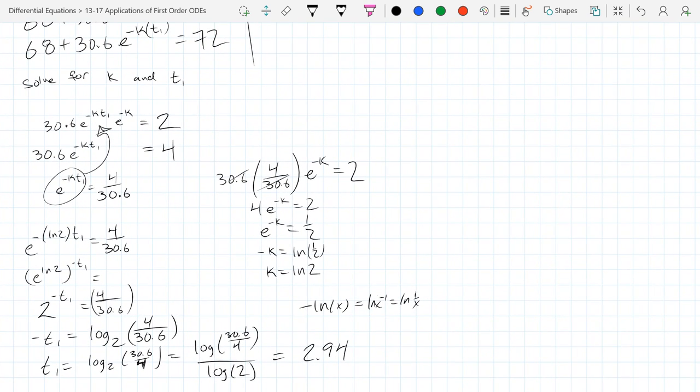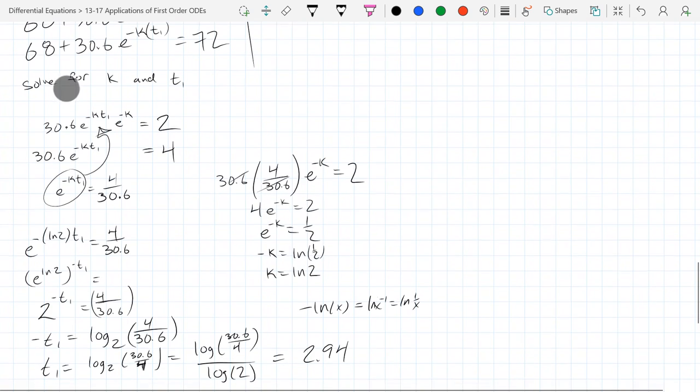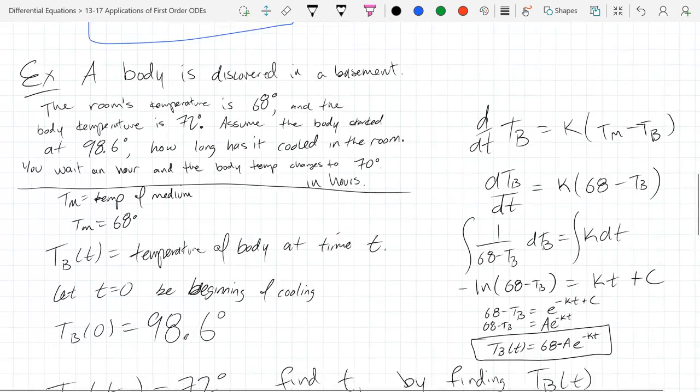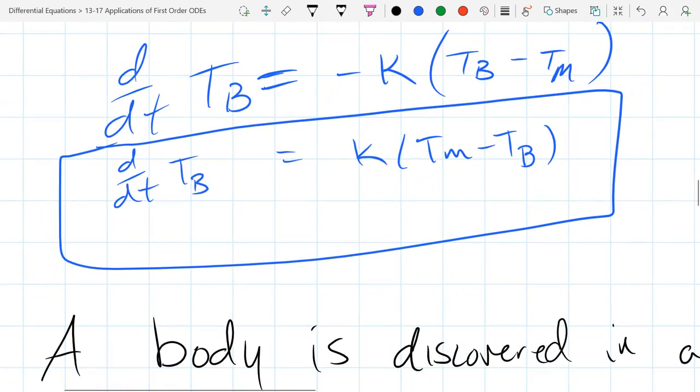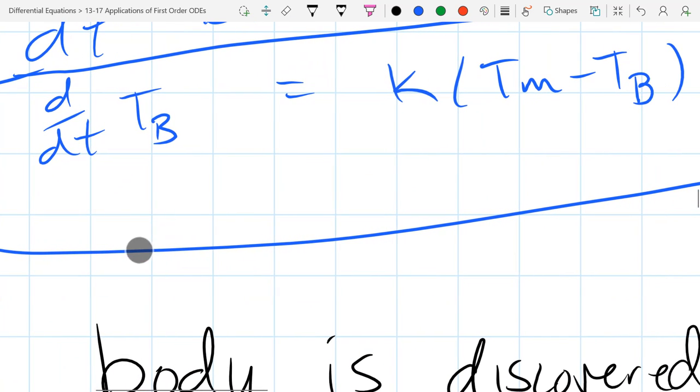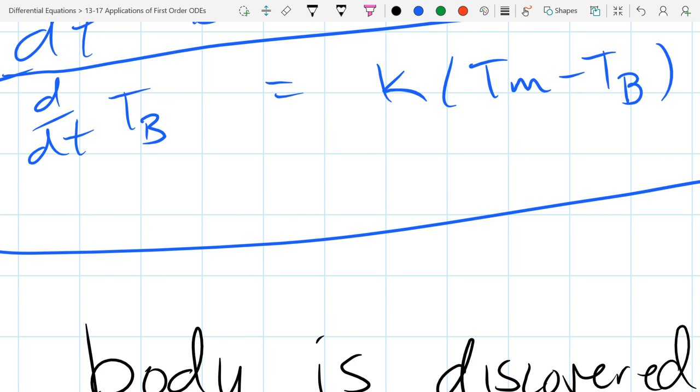I think you get more intuition out of the original differential equation than you get out of the solution. If we look at the original, somewhere that we circled right here, this tells you how the temperature changes if you know the difference between the body and the surrounding, they call it the medium, the ambient temperature. If you notice, when these two numbers are very close together, the change in temperature is very, very small. So as the body gets closer to the room temperature, the amount of change is very, very small.